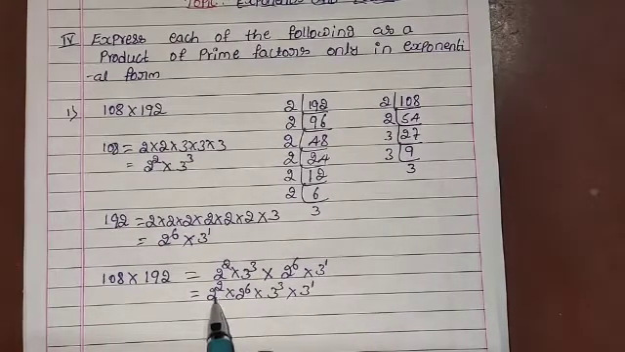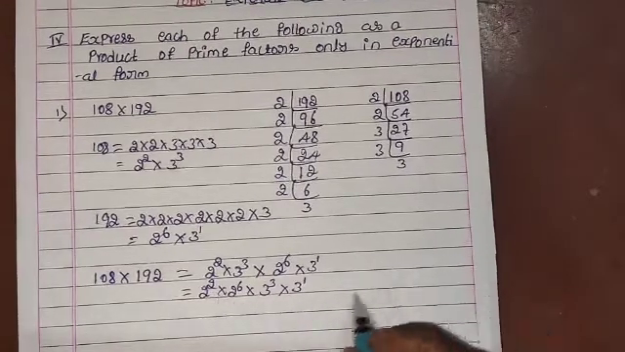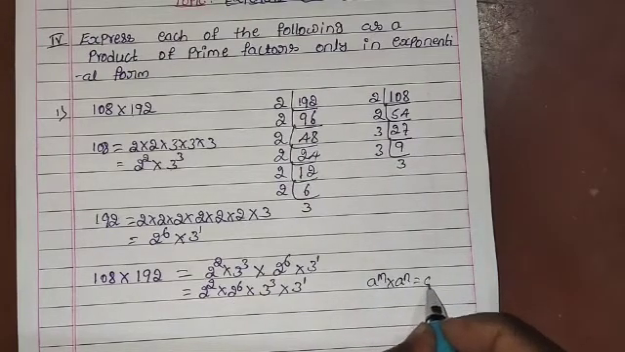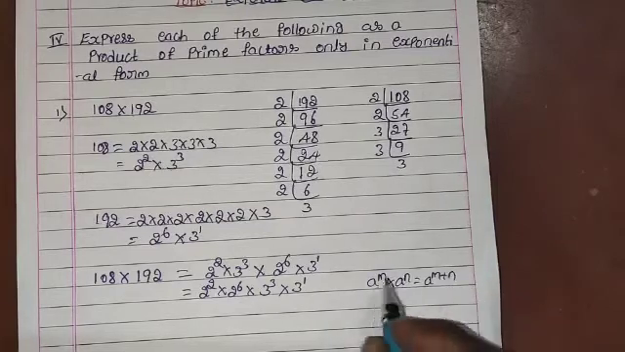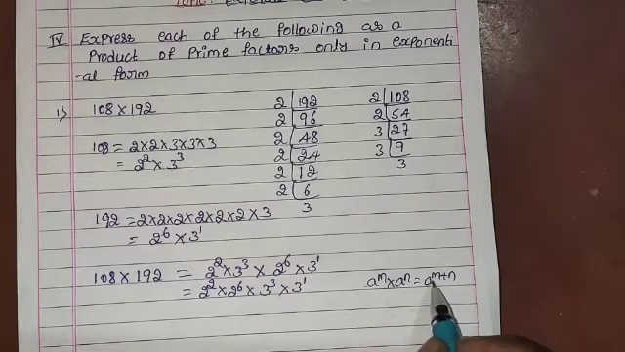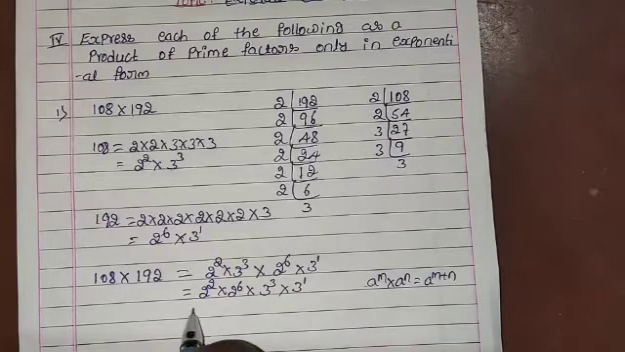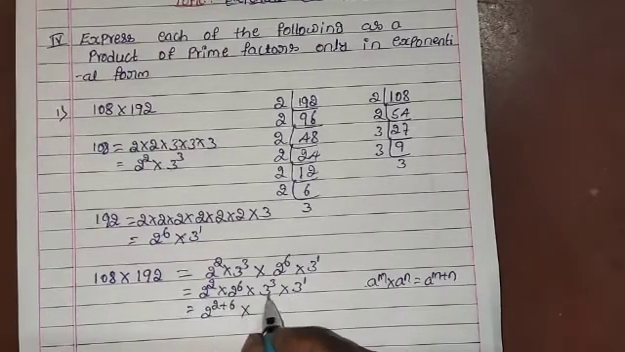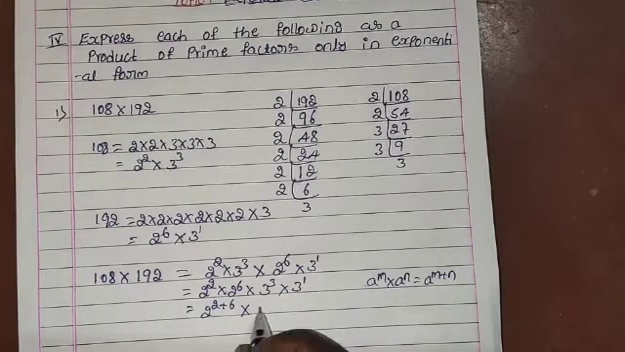Here we know that if two exponents have the same base, then we have to add their powers. That is, a to the power of m into a to the power of n is equal to a to the power of m plus n. Here 2 to the power of 2 and 2 to the power of 6 is of the form a to the power of m into a to the power of n. So we can write it as 2 to the power of 2 plus 6 into, here also the same base, 3 to the power of 3 plus 1. We have to add the powers.